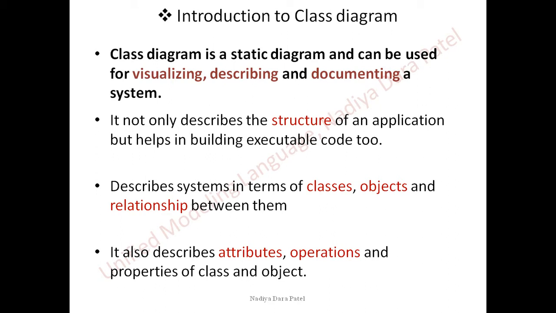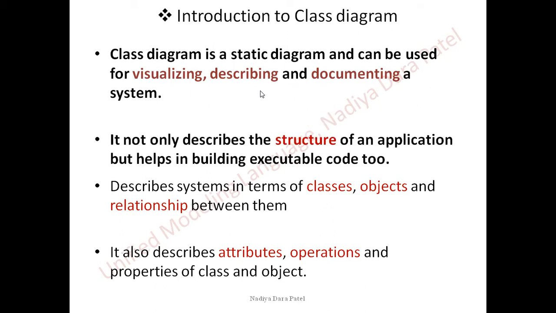Class diagram is a static diagram and can be used for visualizing, describing and documenting a system. Now visualizing, describing and documenting, are these terms recalling something? These are the terms which we had already studied in the definition of unified modeling language. The basic idea of unified modeling language was that the diagrams should help us to visualize, to describe and document, and class diagram is one such diagram which helps in visualizing, describing and documenting a system.